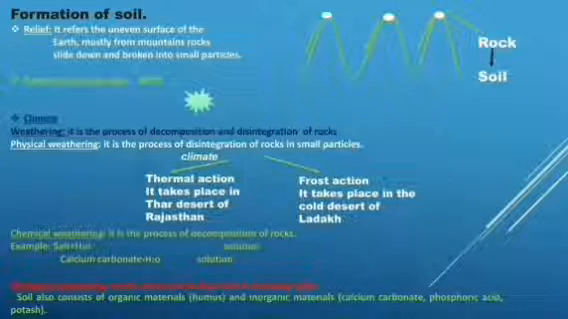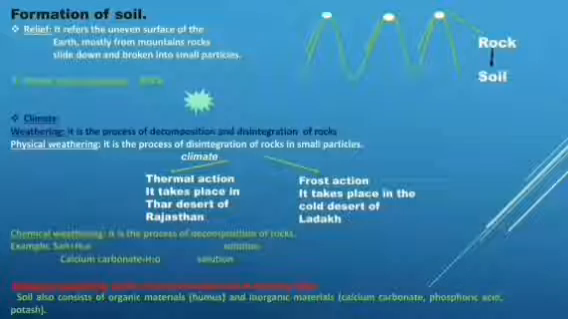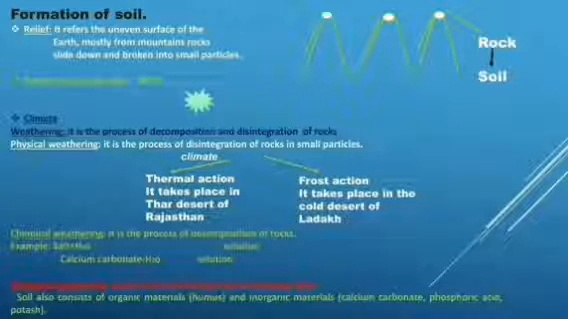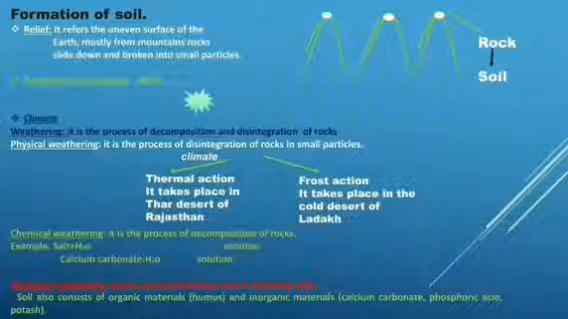On the basis of these two factors, decomposition and disintegration, weathering is classified into two types. Number one, physical weathering. Second is chemical weathering. And there is another one, that is biological weathering. Biological weathering is one part of physical weathering because there are plants and animals which play a role in breaking the rocks. Now first one, physical weathering.